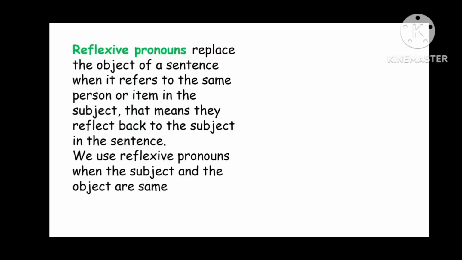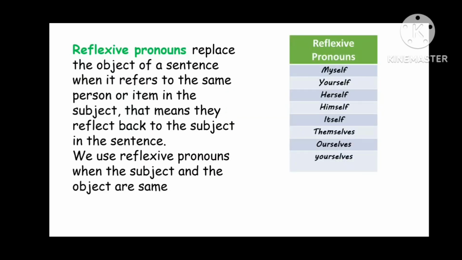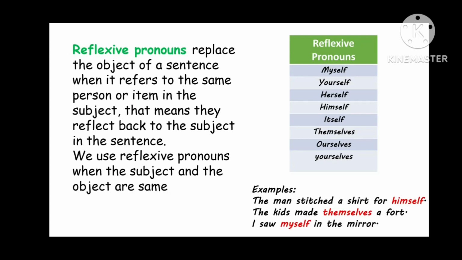Next is reflexive pronouns. Reflexive pronouns replace the object of the sentence when it refers to the same person or item as the subject. That means we use a reflexive pronoun when the subject of the sentence and the object of the sentence are the same. Myself, yourself, herself, himself, itself, themselves, ourselves, yourselves are all reflexive pronouns. In the sentence, the man stitched a shirt for himself, man is the subject and he stitched the shirt for himself. Himself is the object. Hence, it is a reflexive pronoun.